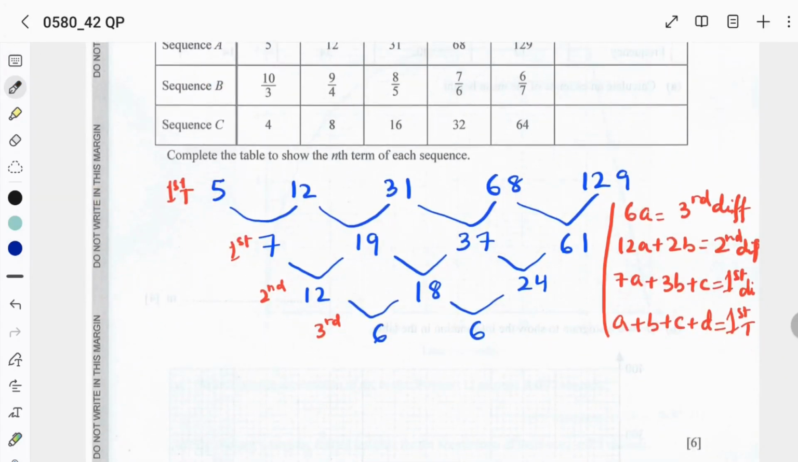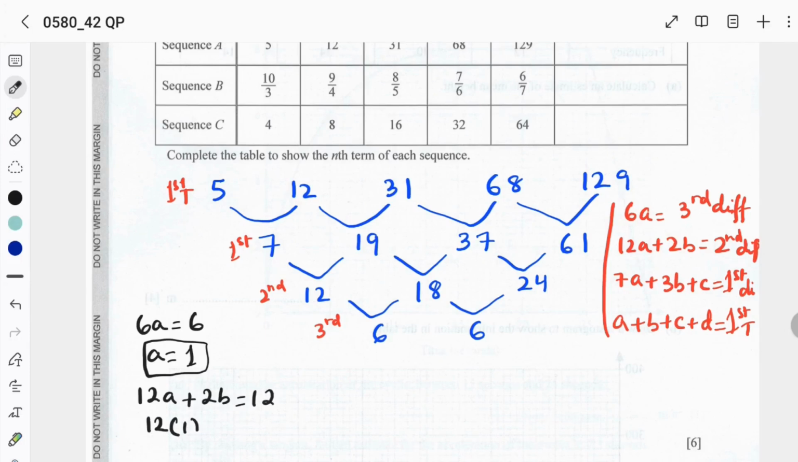6a equals the third difference. So 6a equals 6 here, 6 is the third difference. a will be equal to 1. Now the second one: 12a plus 2b equals the second difference, which is 12. 12a plus 2b equals 12 here. So 12a is 12, plus 2b equals 12. And 12 minus 12 will be 0, then 0 upon 2 will also be 0.